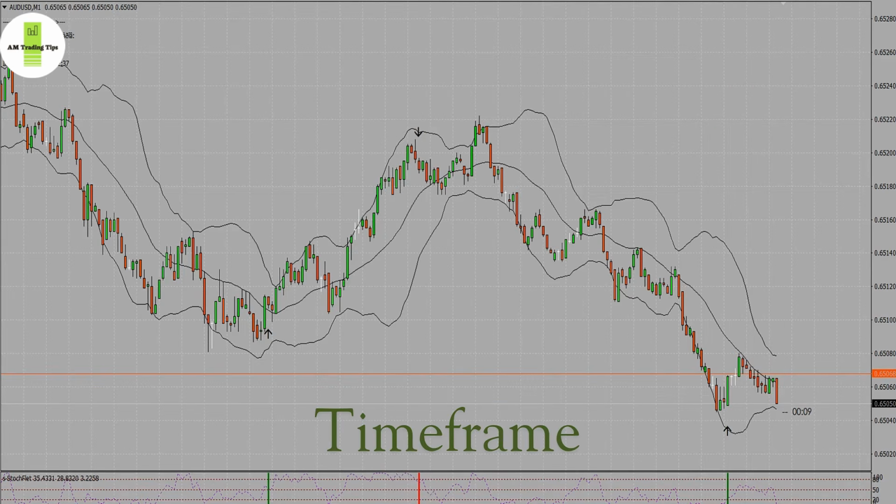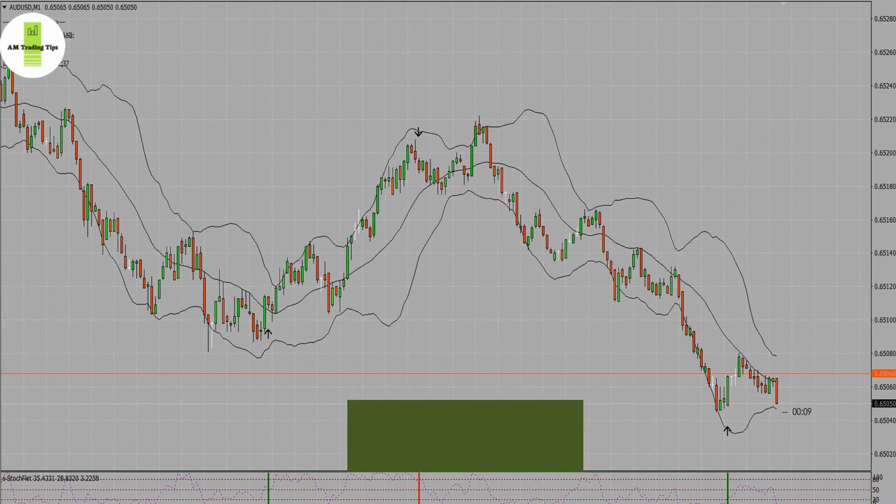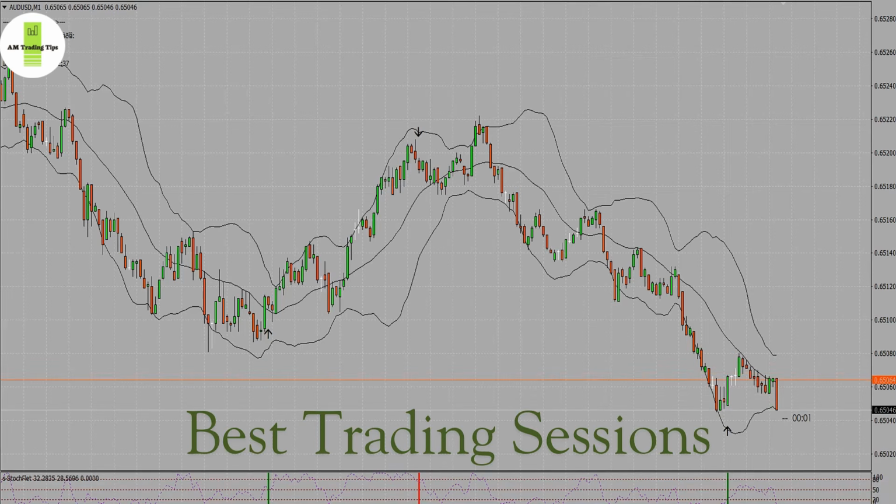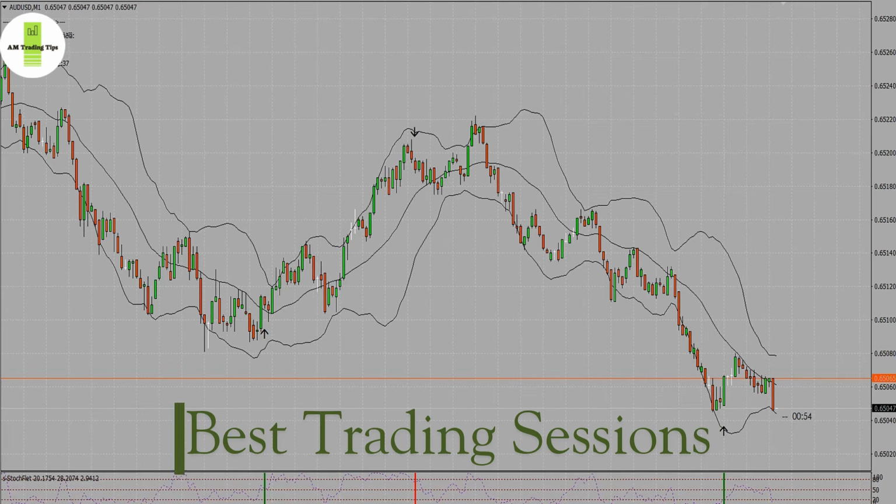Time frame. Use a 1-minute chart with a 5-minute trade expiry. Avoid trading during news releases, as they cause market volatility. Best trading sessions. European and New York sessions for more accurate signals.